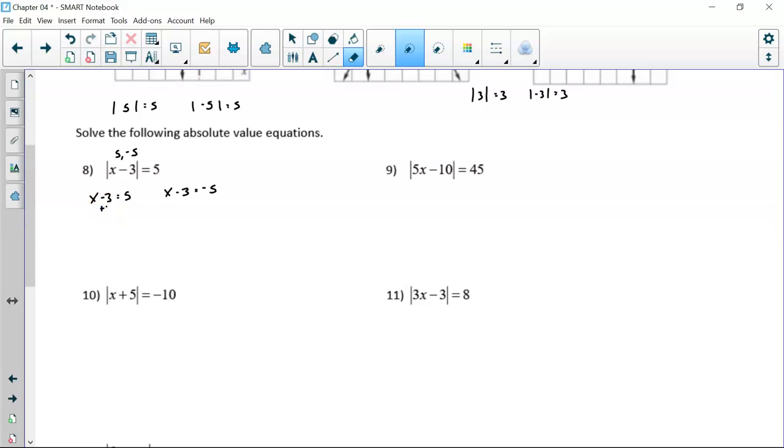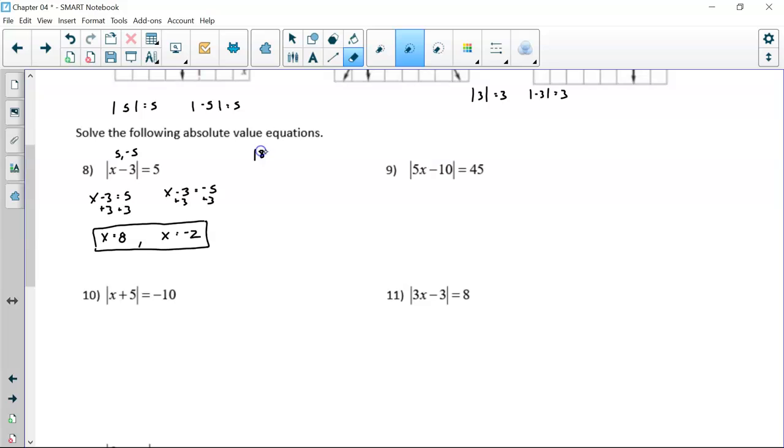So now we solve. We add 3 to both sides. X equals 8. Add 3 to both sides. X equals negative 2. There's our two solutions. And we can check to show you that it works.